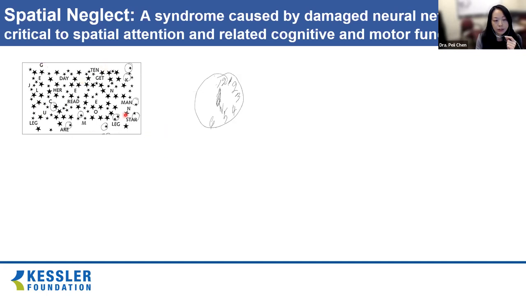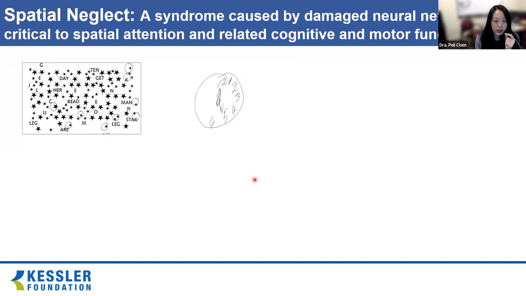In this example, it is called star cancellation. You can print out different stimuli on a piece of paper or present them on a computer screen and ask the patient to mark the target. In this scenario, the target is small stars, among other stimuli like big stars, letters, or words. As you can see, this individual is neglecting the left side of the page and focusing on the right side of the page.